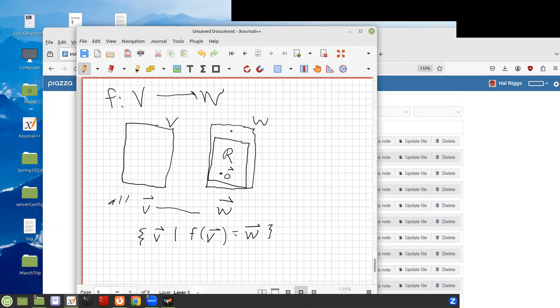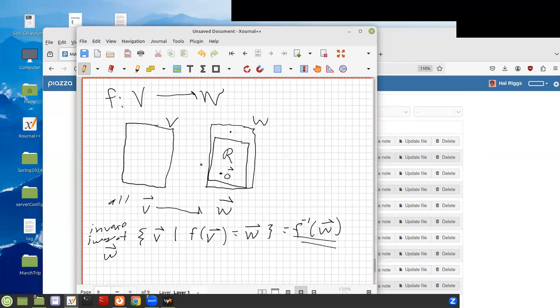Well, it could be that if I chose a W out here, it wouldn't be in the range space. So this could be the null set. There might not be any V's. Or I could choose it in here and there might be one V or many V's that are mapping to this one vector here. So this is the inverse image of W. We could give it a name, F inverse of W. So this just means the set of all the vectors that map to W.